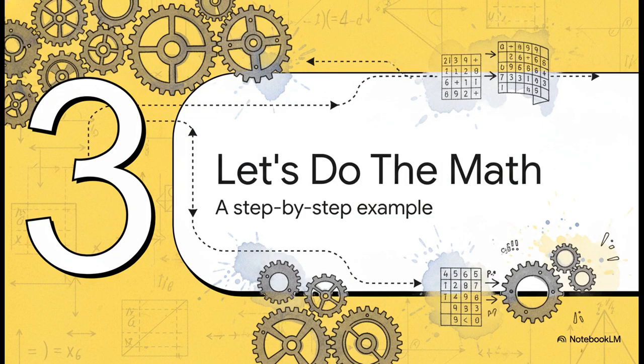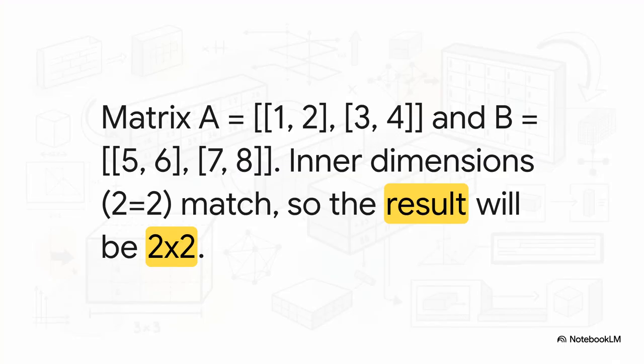Okay, enough with the theory. Let's get our hands dirty and actually do the math. Talking about it is one thing, but actually seeing it in action is where it really starts to click. We'll take this nice and slow. Okay, here's our first patient on the operating table. 2 simple 2 by 2 matrices.